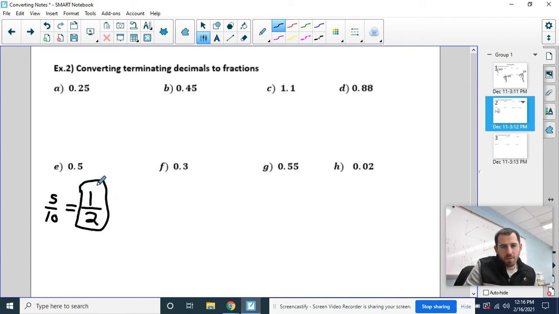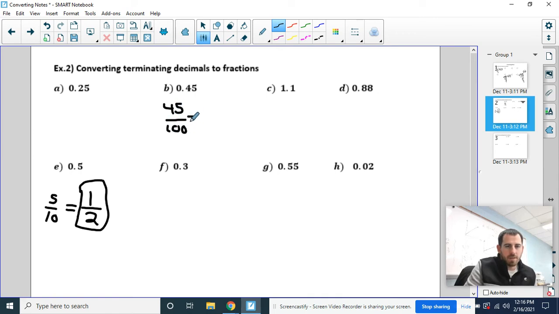Okay, and we do the same thing for other problems, like B. Okay, 0.45, it's in the hundreds place. So therefore, we're going to divide by 100. So I have 45 divided by 100.